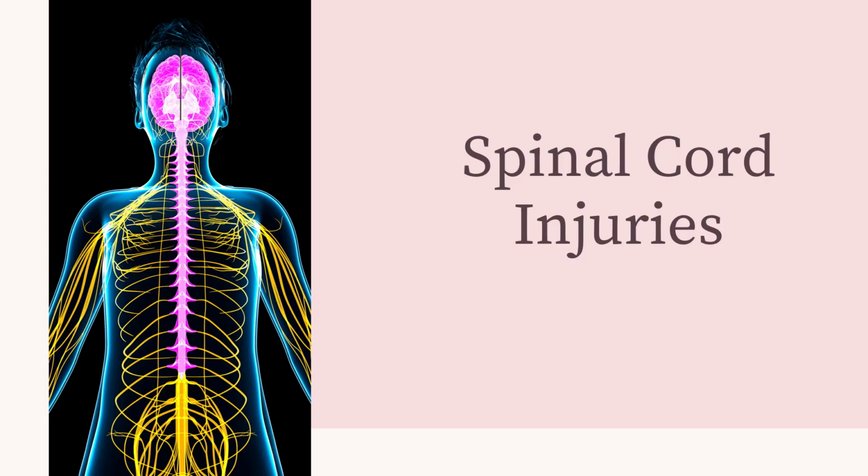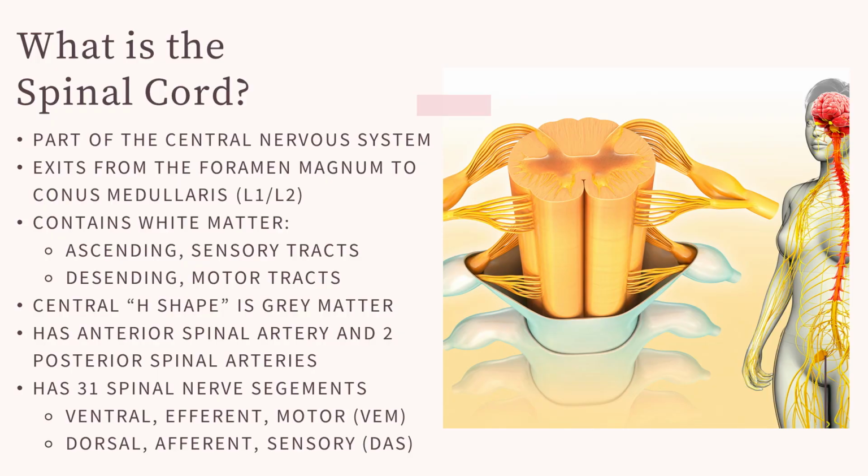Today we are going to discuss spinal cord injuries and the neuroscience behind some of those injuries. So let's get into it. What is the spinal cord? Well, the spinal cord is a part of the central nervous system, including the brain and the spinal cord itself. The spinal cord exits out of your skull at the foramen magnum and goes all the way down to the level of L1 or L2, depending on each person's anatomy, and this is called the conus medullaris.